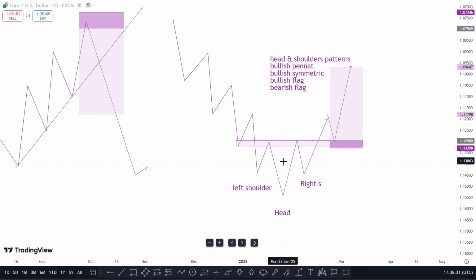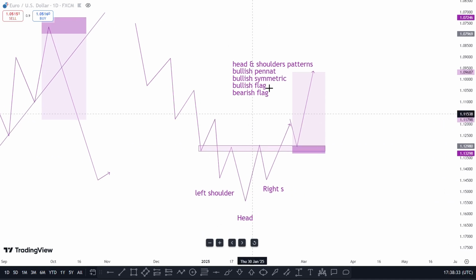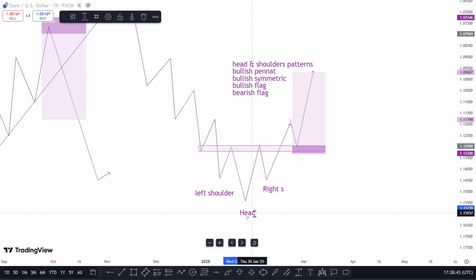Now this one is known as the reversal head and shoulder. The initial one was the normal, standard head and shoulder, and this very one is known as what? The reversal head and shoulder, the inverted head and shoulder.